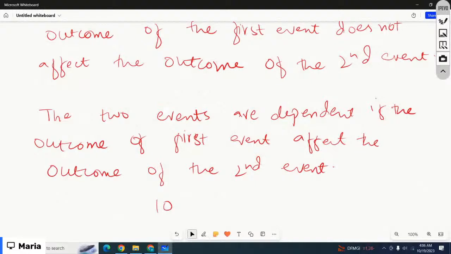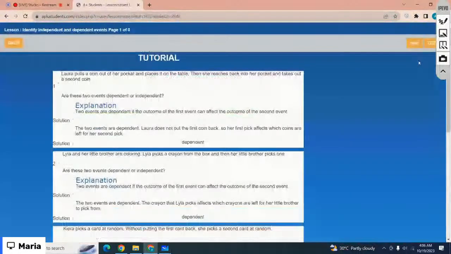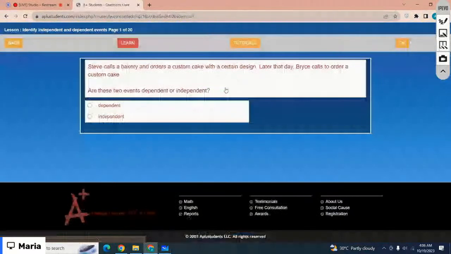Let's start with the examples and see. Let's start with the test questions. Steve calls a bakery and orders a custom cake with a certain design. Later that day, Brace calls to order a custom cake. Are these two events dependent or independent?